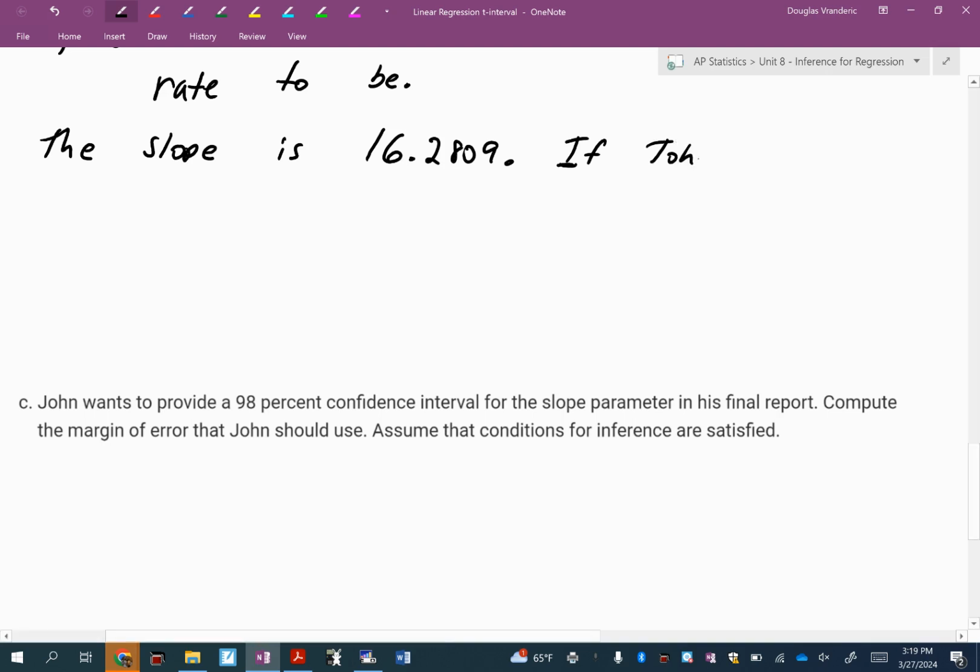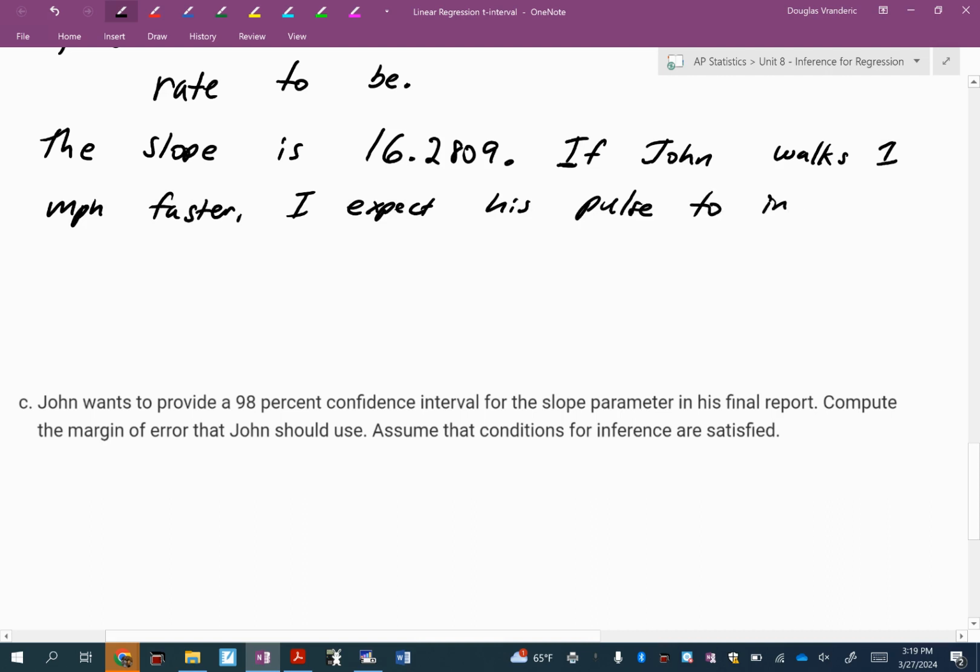If John walks 1 mile per hour faster, I expect his pulse to increase by 16.2809 beats per minute. I don't know what you did, but I tried. Thank you, Julia. Pity laugh.